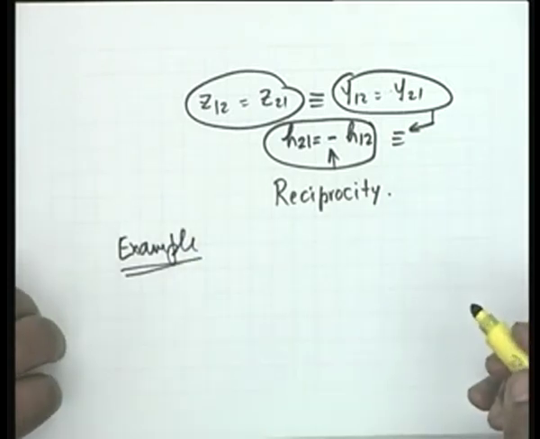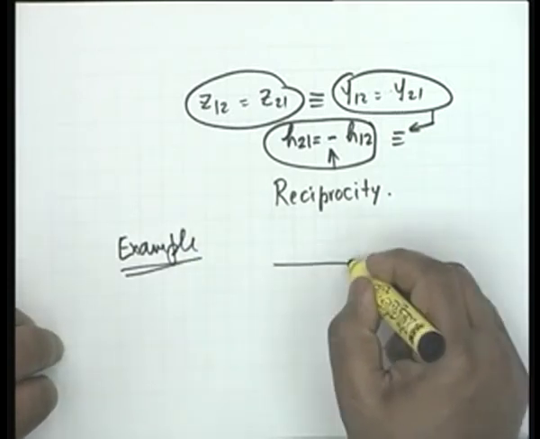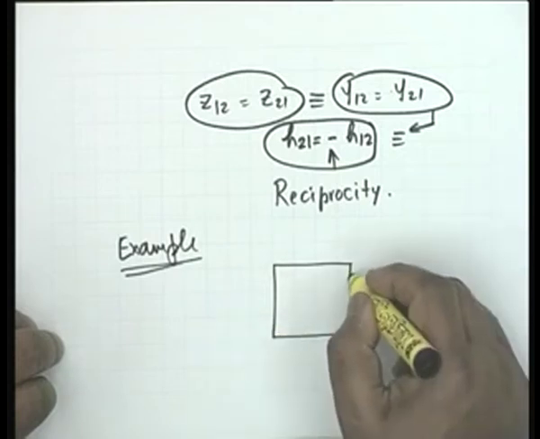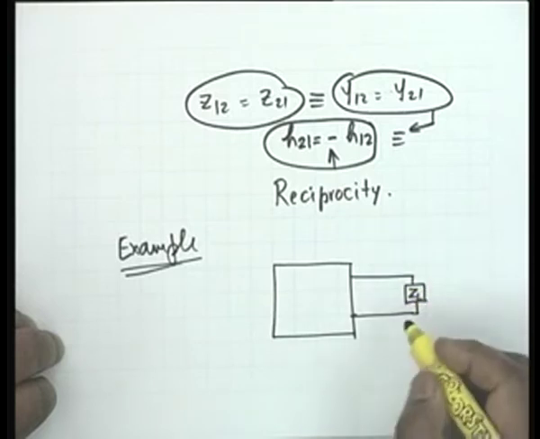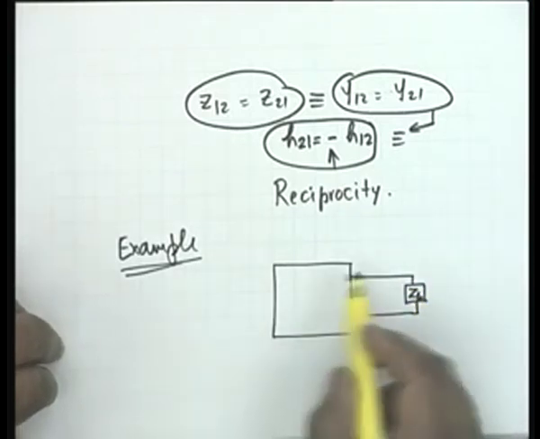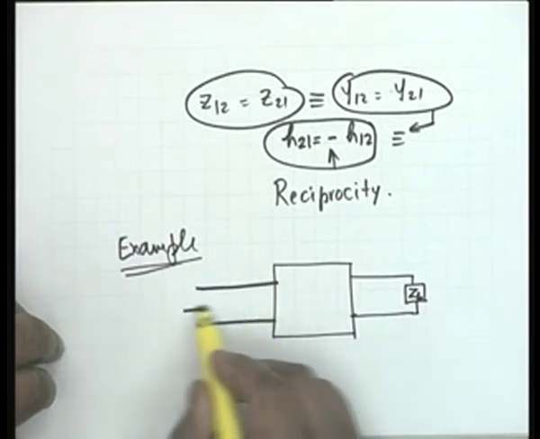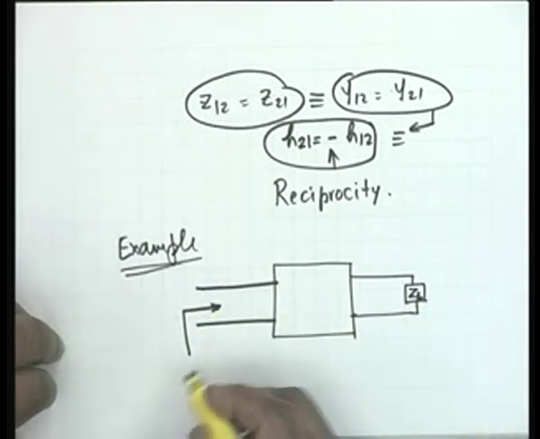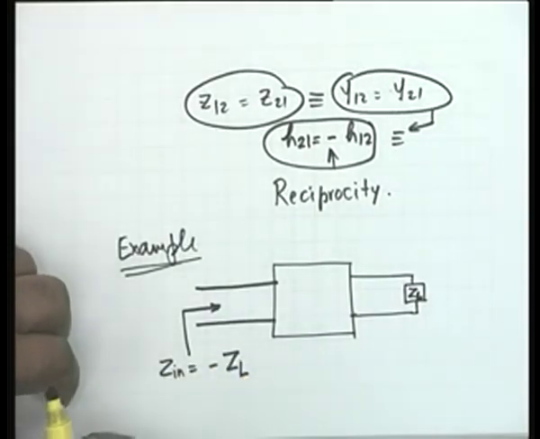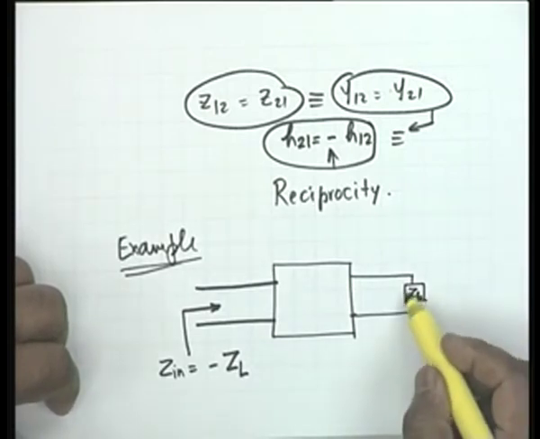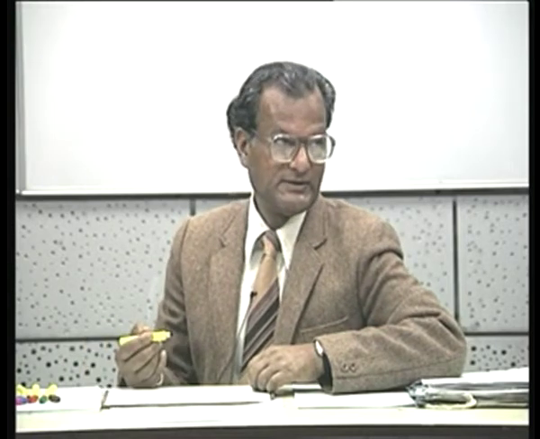And this example is that of a two-port having the particular property that whatever load ZL you connect at port number 2 reflects at the input as the negative of ZL, that is Z in equal to minus ZL. Which means that if you connect a positive resistance here, it will reflect as a negative resistance, and this is the way to make negative elements.